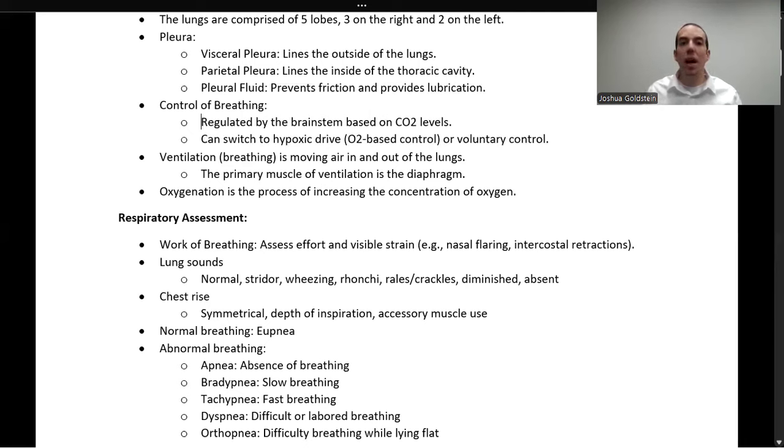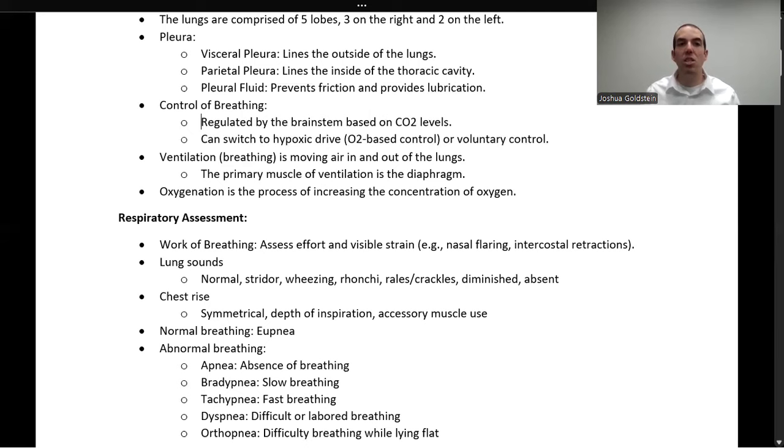Now, there is something called hypoxic drive. We'll talk about this more at the end of the lecture when we get up to the diseases and we talk about COPD. But for right now, hypoxic drive, very simply, is where we switch to the other mechanism. We said normal physiology is we breathe based on when a CO2 level is high. Hypoxic drive is we breathe based on an O2 level being low. And we'll talk about why that is the case in certain patients.